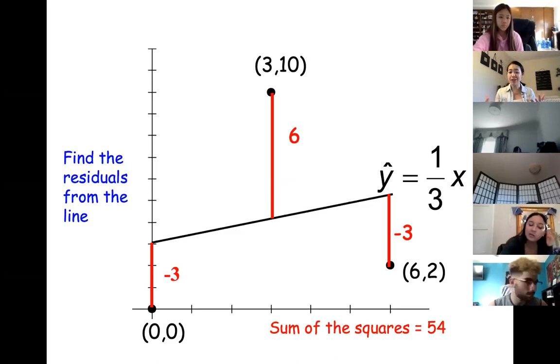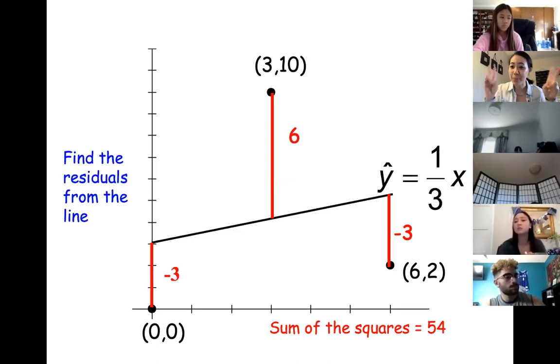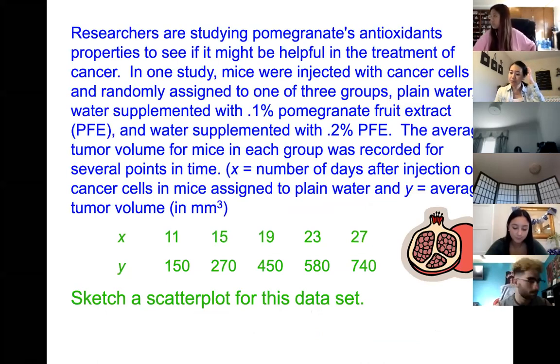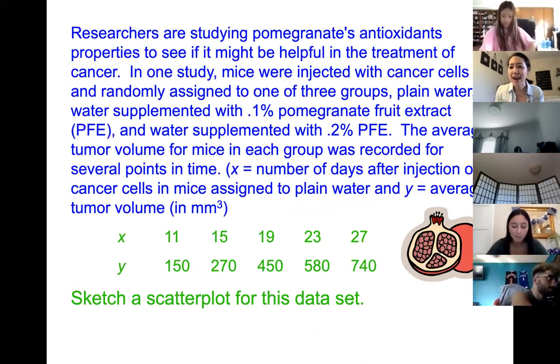Okay, so that's what we're trying to do. That's what we're talking about when we talk about best fit, to minimize the sum of the squares of these residuals. All right, so that's the concept, that's the idea of this best fit line. So let's try an example, and then we'll play around with how to calculate this line and how to interpret the slope and the y-intercept and all that.